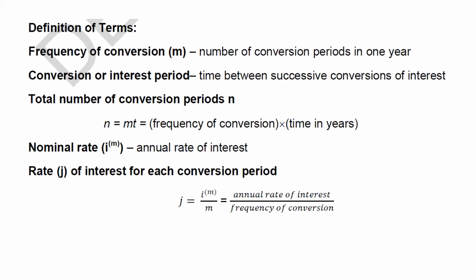Okay, so another definition of terms that you're going to encounter in compounding more than once a year. Take note of these letters that we will use. Number 1 is the frequency of conversion, denoted by a small m. Number of conversion periods in 1 year. For example, the conversion period now is semi-annually.